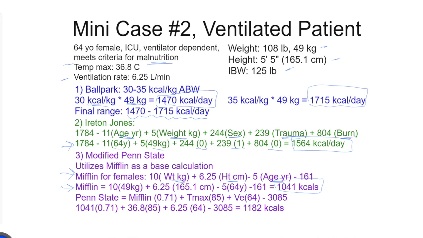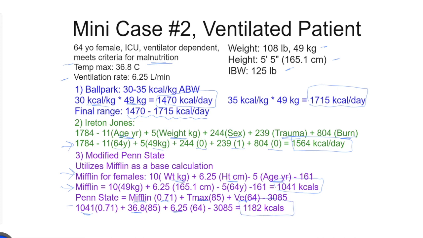So the modified Penn State equation is then going to say, take this Mifflin value, multiply it by 0.71, and then you can also drop in the variables for temperature max and the ventilation rate for this particular patient. In our final row here, you can see that solved all the way across. So we dropped in our Mifflin value, we dropped in the T max and the ventilation rate, and that brought us to a total number of kcals of 1182.